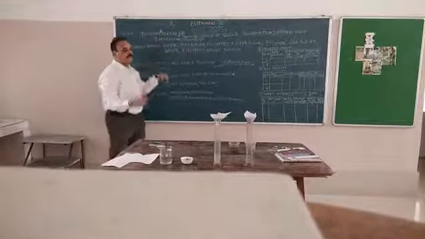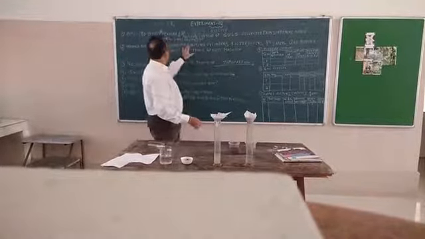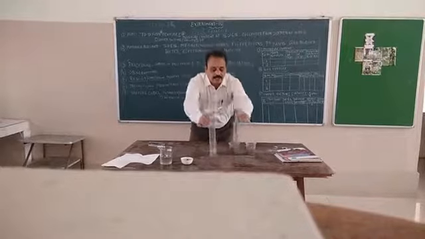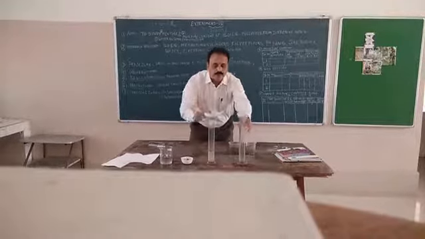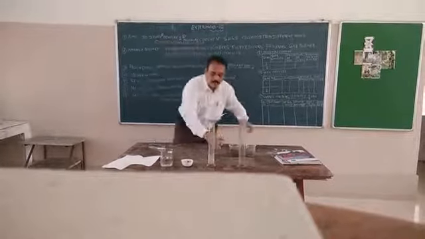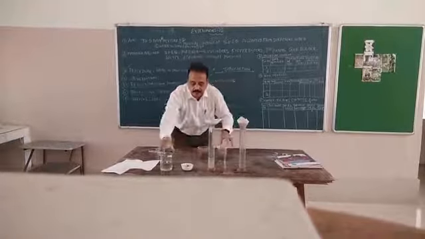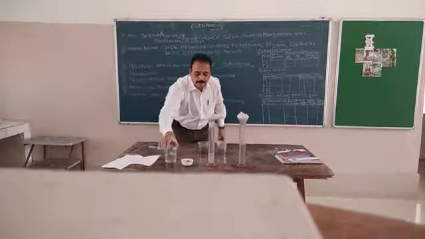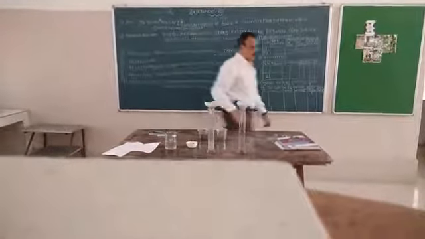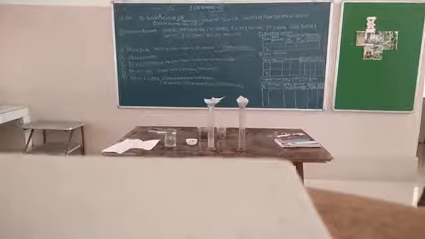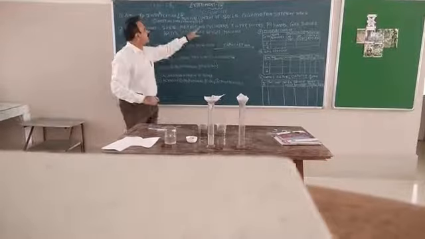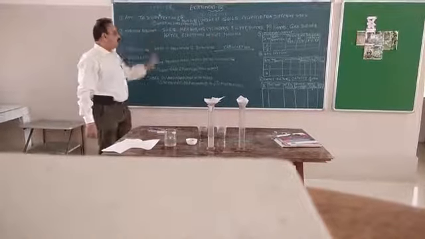So what is required for this experiment? As you are seeing, measuring cylinders. These are the measuring cylinders. Then blotting papers, 2 types of soil, conical flasks and beakers, and a petri dish for heating. And of course, the electronic weighing machine. These are all the materials that we require for this experiment.